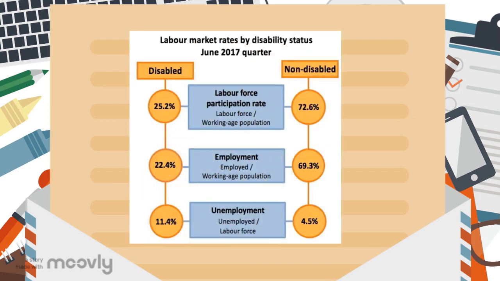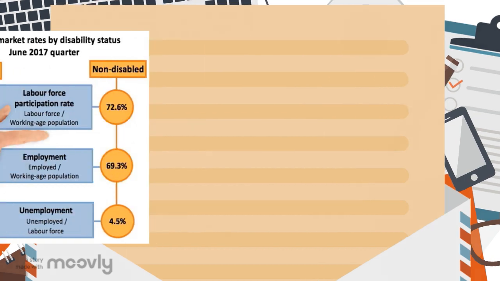In the June 2017 quarter, the labor market rates by disability show that the participation of disabled people in the workplace is only 25.2%, which is far lower than the participation rate in 2001, an estimated 44% labor force participation rate. Of the 25.2%, 22.4% are in employment and 11.4% are unemployed.